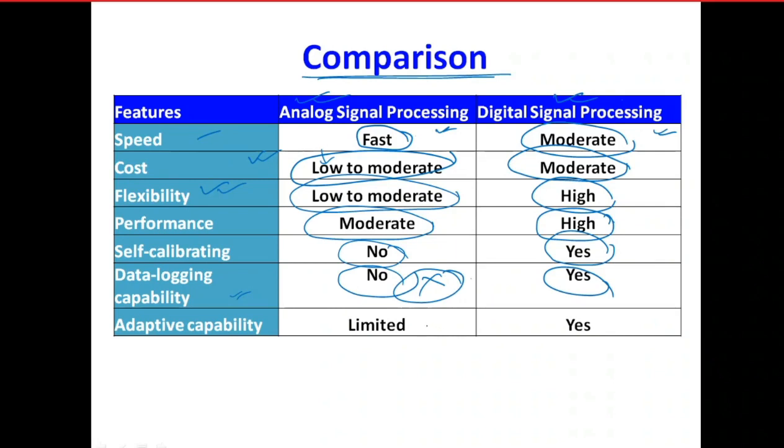Then adaptive capability. Analog signal processing systems have very limited adaptive capability, whereas digital signal processing systems have good adaptive capability. I take a biomedical example here.